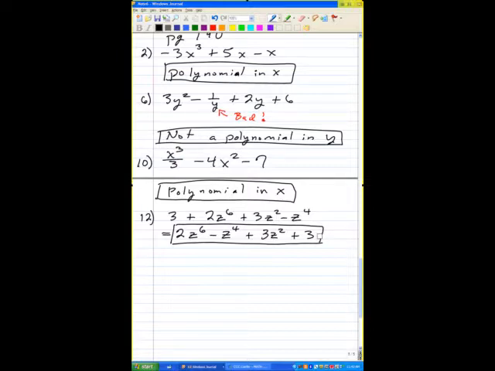The degree of this polynomial, well, it's a single variable, so I just look at the powers. The largest power for the variable is 6. Therefore, the degree of this polynomial is 6. The constant term, the term that doesn't have the variable, is 3.